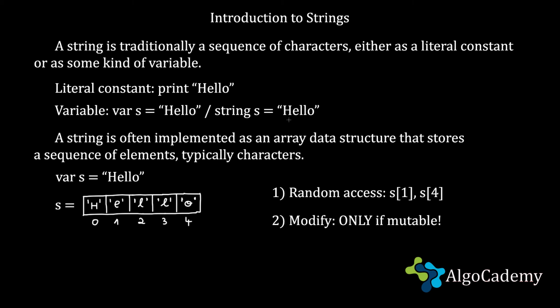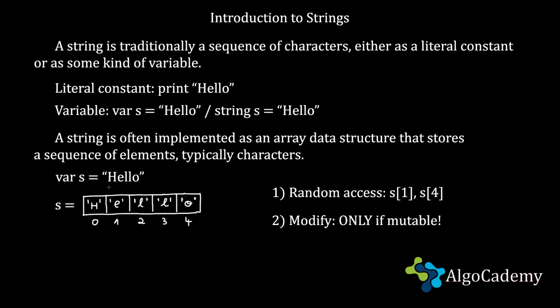A string is often implemented as an array data structure that stores a sequence of elements which are typically characters. For example, when we write this piece of code in JavaScript, var s equals hello, what happens is that the computer is going to find a contiguous segment of memory to store these characters, which will be of length 5 characters. So 5 times, I think 1 byte is a character, 5 bytes, it finds the segment, it splits it into 5 equal parts, and on each of them, it is going to store a character. This is how the word hello is stored into memory.